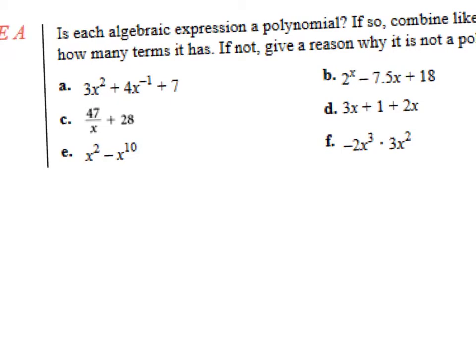So starting with A, we ask ourselves, do we have any variables in the exponent? No. Are there any negatives in the exponent? Yes. As soon as you have a yes to one of those answers, you can stop because you know it is not a polynomial. Okay, and our reason is we have that negative exponent attached to x.